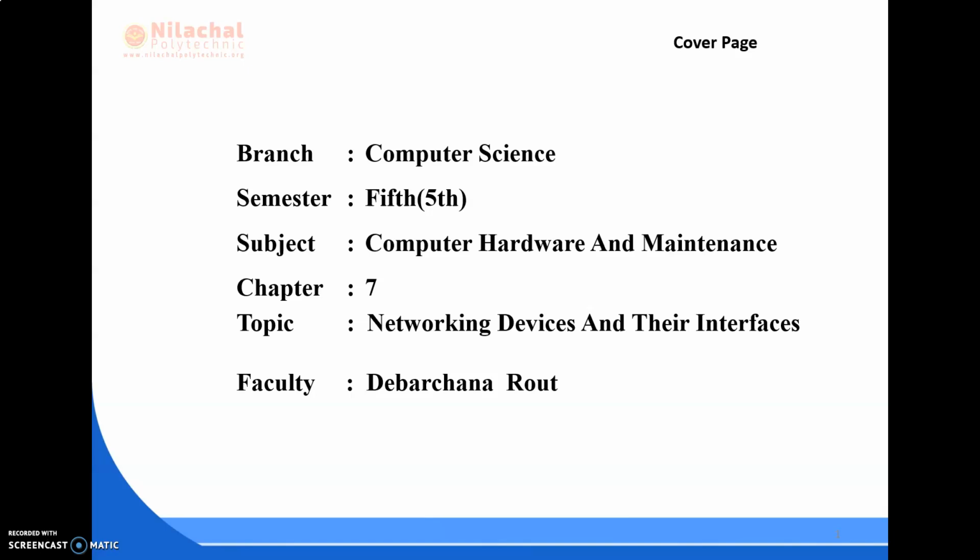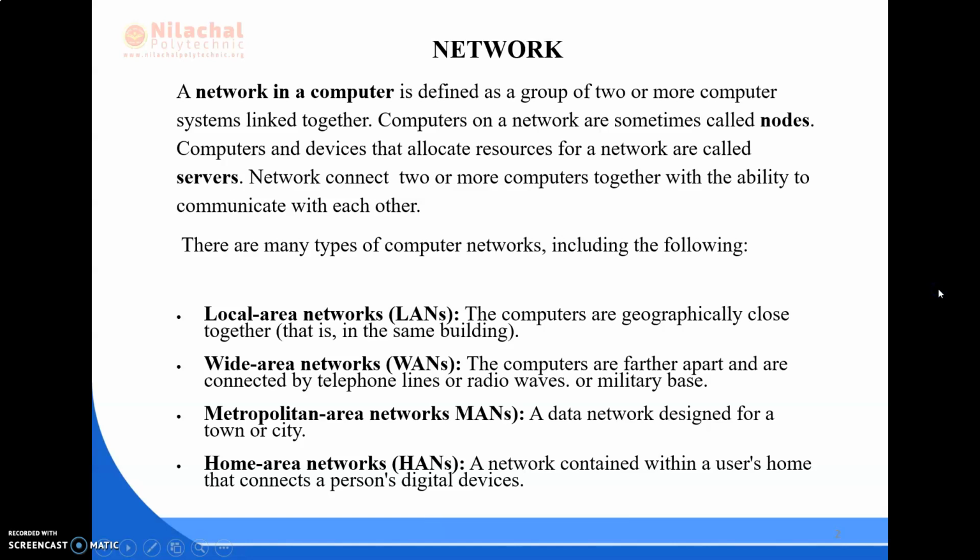Today in our slides we will be continuing with the topic of networking devices and their interfaces. First we need to know what a network is. A network in a computer is defined as a group of two or more computer systems linked together. Computers on a network are sometimes also known as nodes.